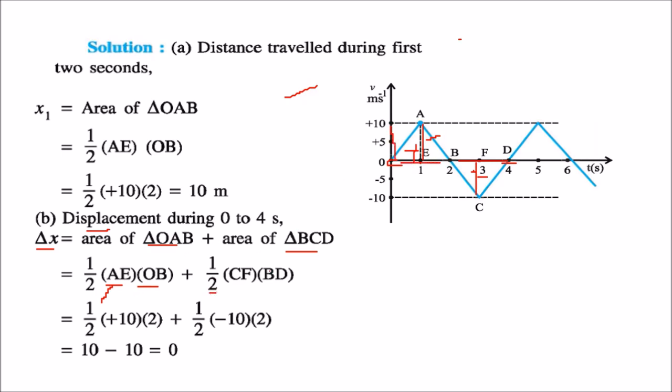In this case half CF is what? This is minus 10 and this is your BD, which is 2. So rather than taking this as minus, let us take this as minus 10. And when we compute, it is 0. So displacement is sum of the area, but the area which is below has to be taken as negative. That is why it is 0.